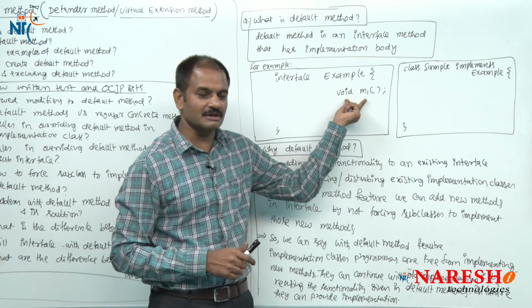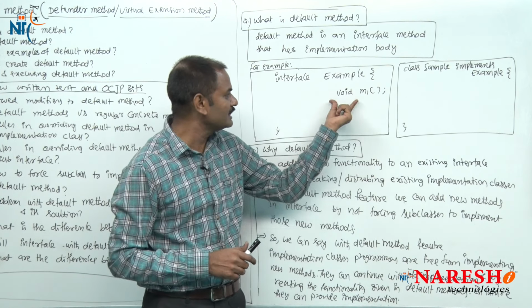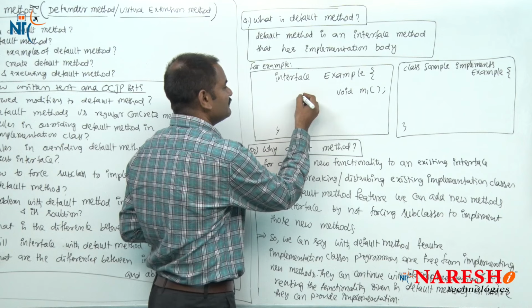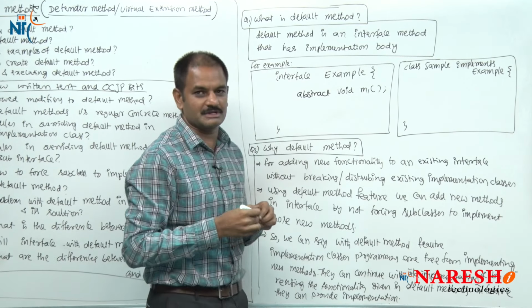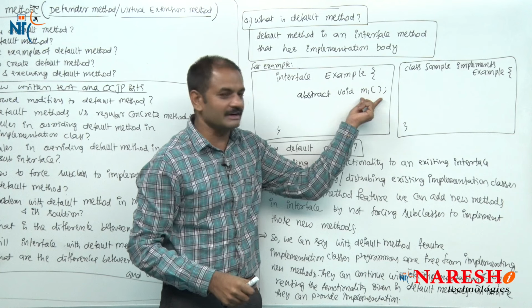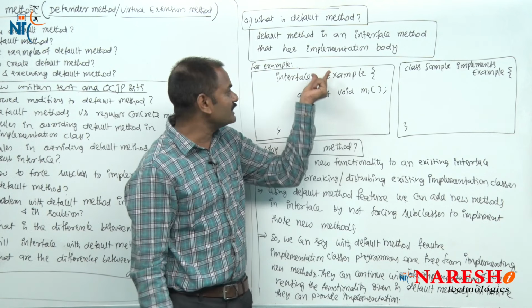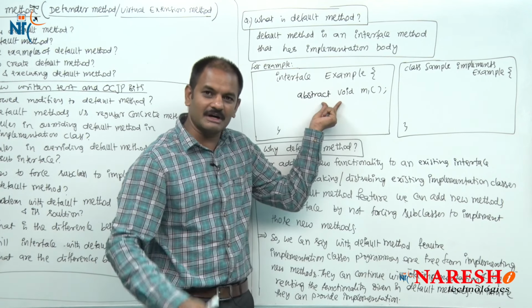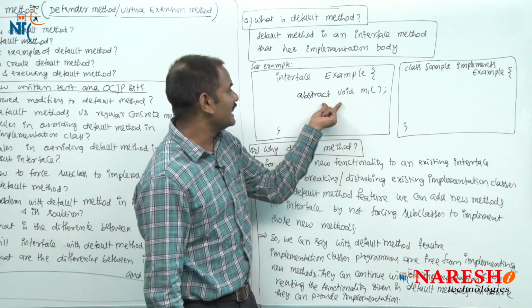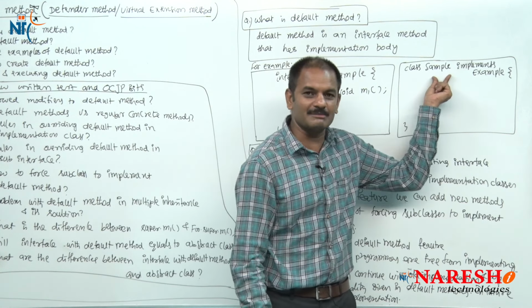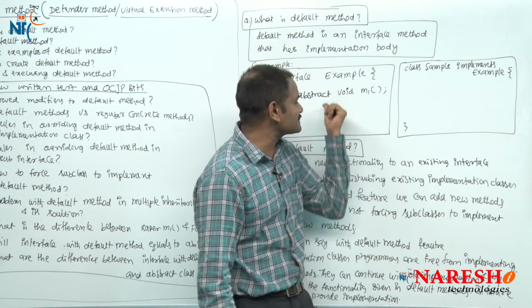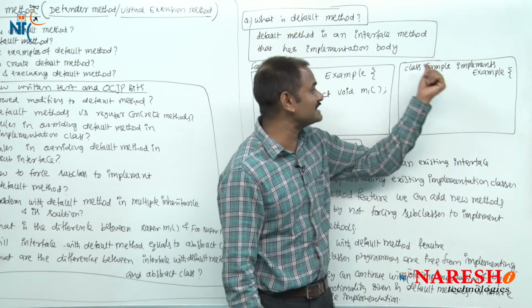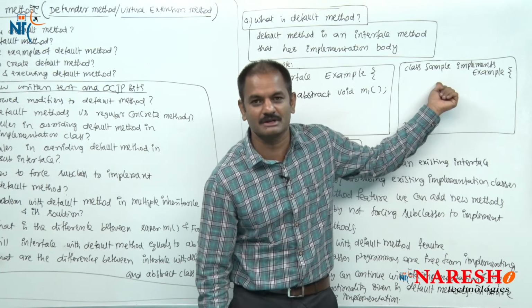It is an abstract method. It doesn't have an implementation body. Even if I don't write the abstract keyword, no problem, the compiler will add it. So abstract void M1 is an abstract method. Once I create an interface with one or multiple abstract methods, and further create a subclass or implementation class from this interface, the rule is that all abstract methods of this interface must be implemented in the implementation class.